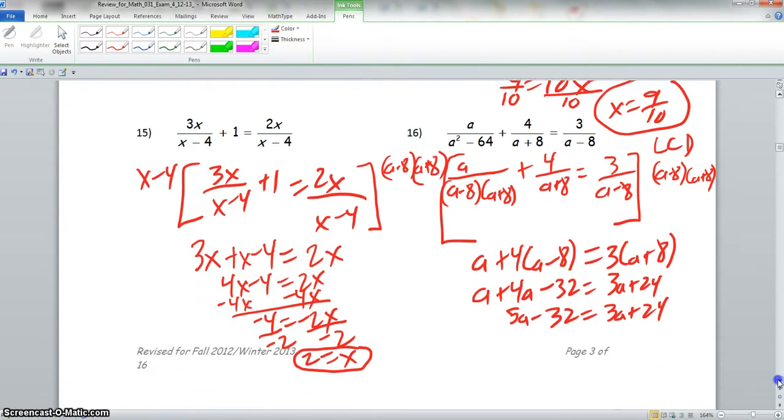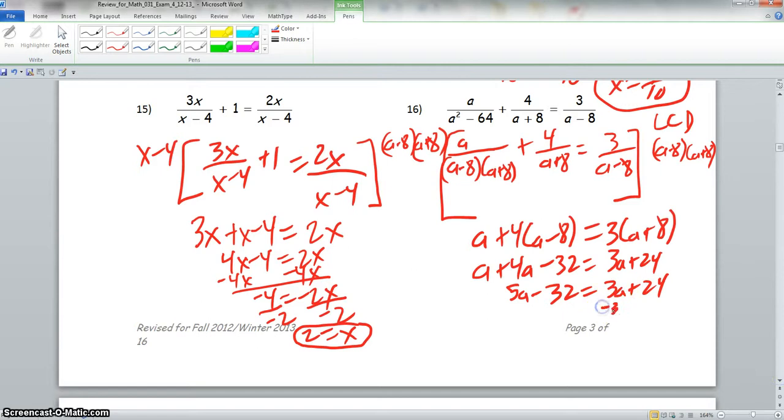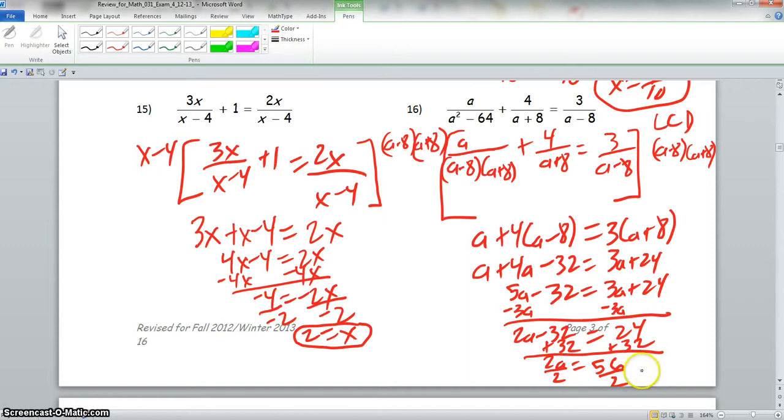Now, we need to subtract 3a on both sides. We will have 2a minus 32 is equal to 24. We will add 32 on both sides. And you will have 2a is equal to 56. Now we divide each side by 2. And a is 28. And this is our final answer.